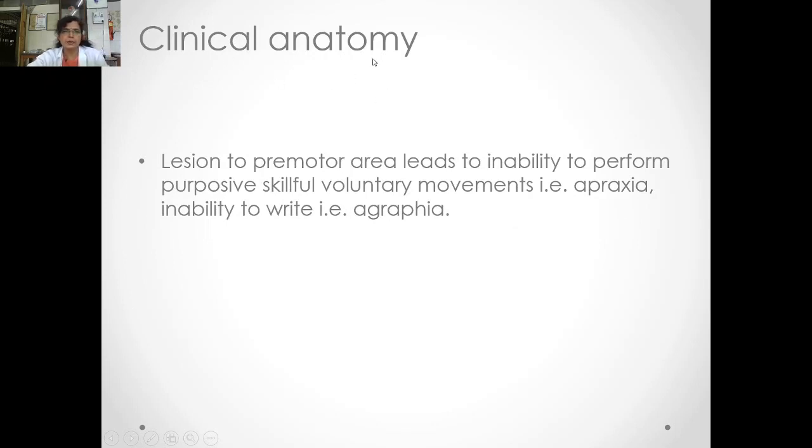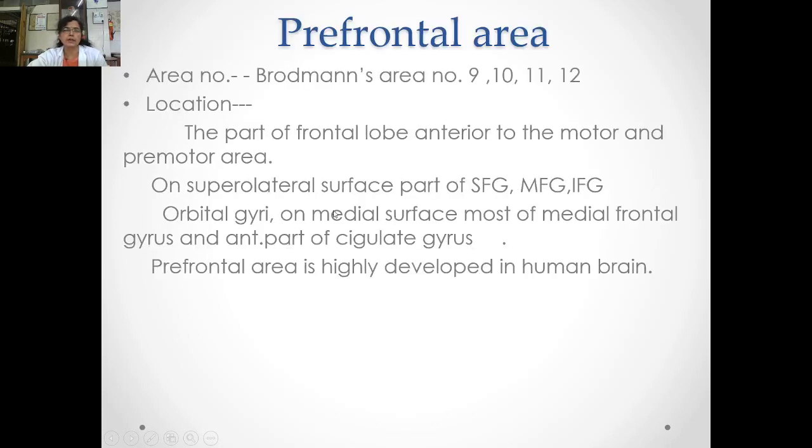Then clinical anatomy of this area. Lesions of the premotor area lead to inability to perform purposive skillful voluntary movements, and that condition, inability to do skillful movements, is called apraxia, and the condition in which there is inability to write, as writing is a skillful activity, is called agraphia. So this is about the clinical anatomy.